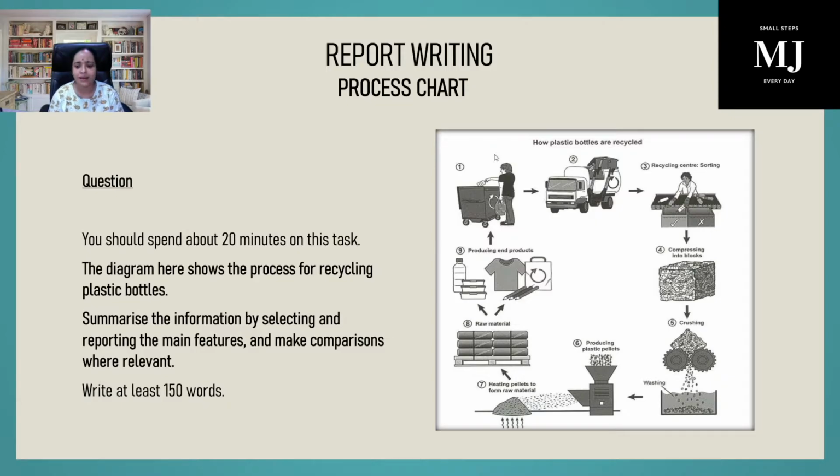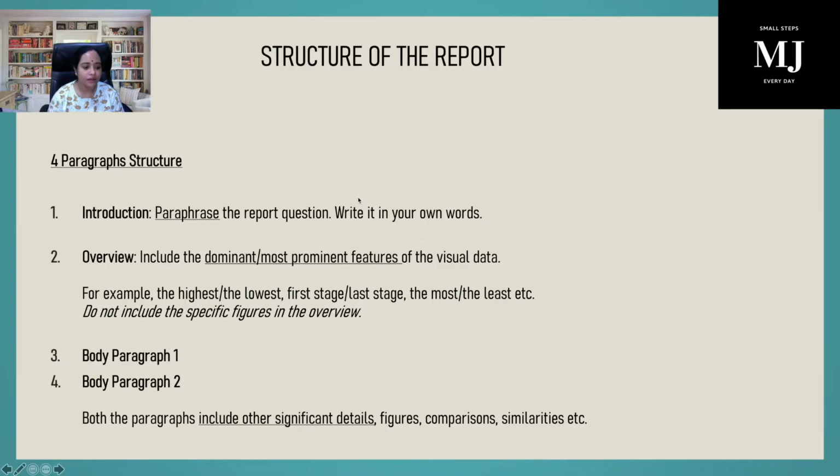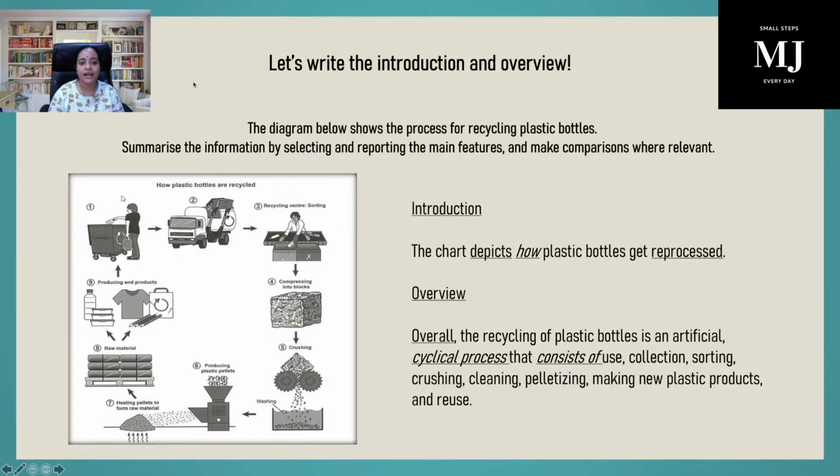Also, you might tell how many stages are there. So number of stages and names of stages. This is what is going to be your overview for any kind of process chart. Okay? Details about these stages will become the part of your body paragraphs. Got it? We will see how we do it. So remember, the structure of the report is same: introduction, overview, and 2 body paragraphs. Getting my point? So let's write the introduction and overview, guys.